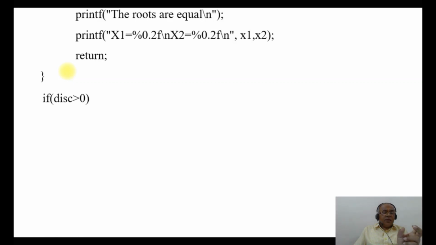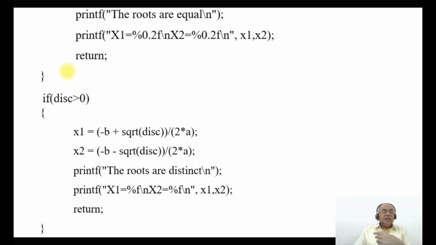If the discriminant value is greater than 0, that means b into b minus 4ac has a value greater than 0, then x1 will be equal to minus b plus square root of the discriminant value by 2 into a. Similarly, we are going to get the two roots: minus b plus and then minus b minus. So x2 will be equal to minus b minus square root of the discriminant value of b square minus 4ac by 2 into a. So now the roots are distinct, that is clear.